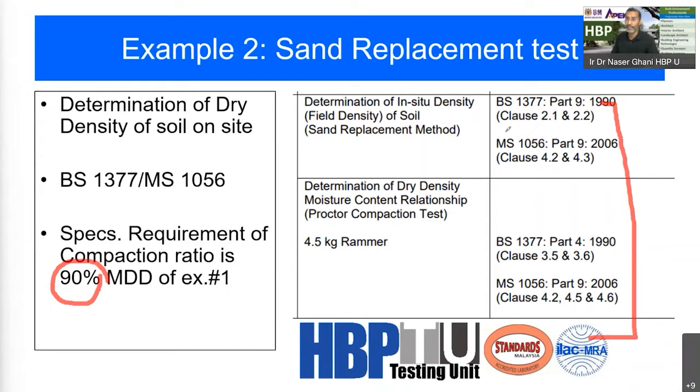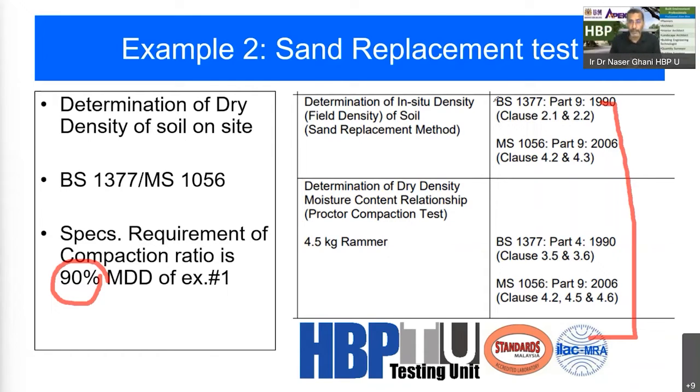We carry it out according to either BS 1377 Part 9 clause 2.1 and 2.2, or MS 1056 Part 9, 2006, clause 4.2 and 4.3. It depends on the client, or sometimes the specification of the authority. They will sometimes specify a certain standard for the lab to test according to. But these are the two common standards that we use.